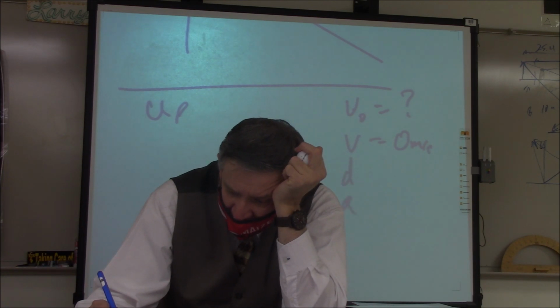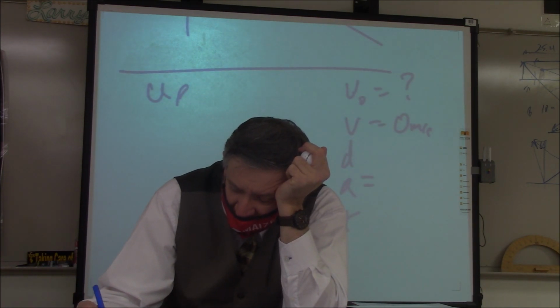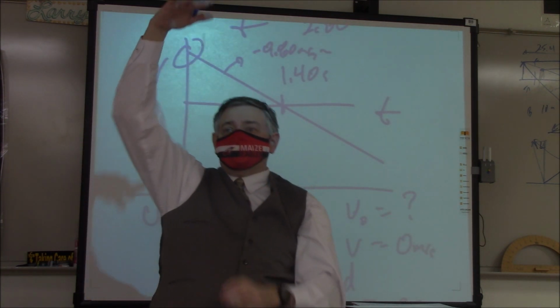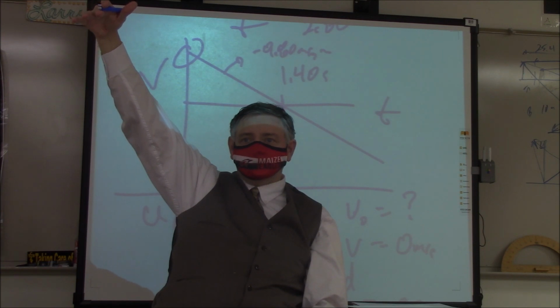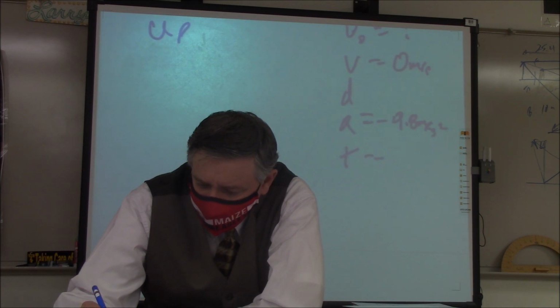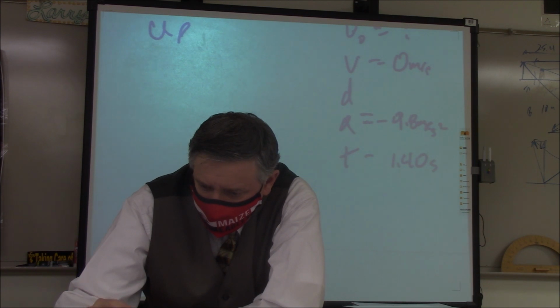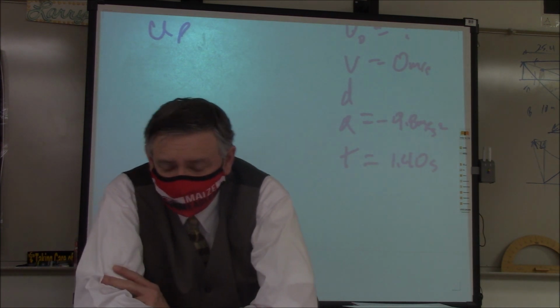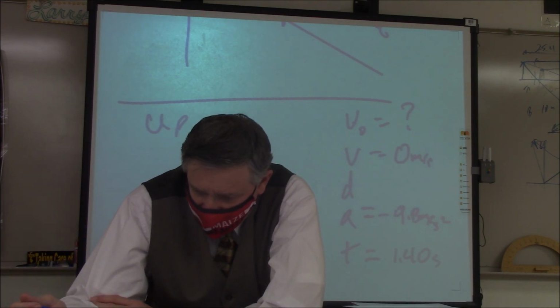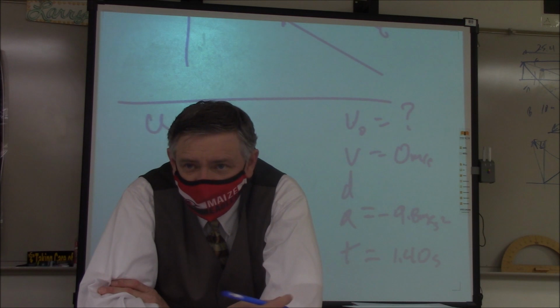And then if you look at that, I also know my acceleration, because that's going to be negative 9.8 meters per second squared. Now, how long is it going to take to get to that final velocity of 0? 1.4 seconds. It's going to be half the time, right? So I also know my time, which is going to be 1.40 seconds. So I need an equation that relates acceleration, time, initial velocity, and final velocity.